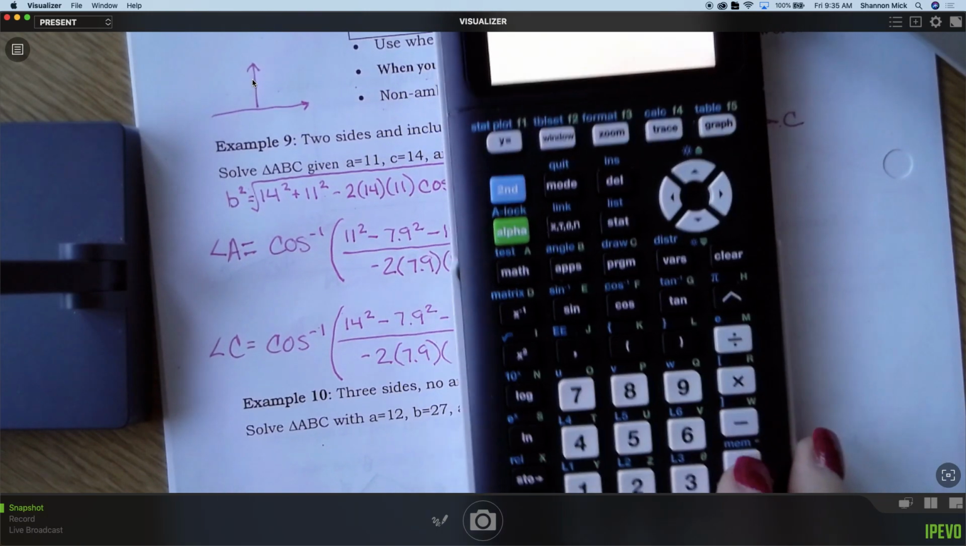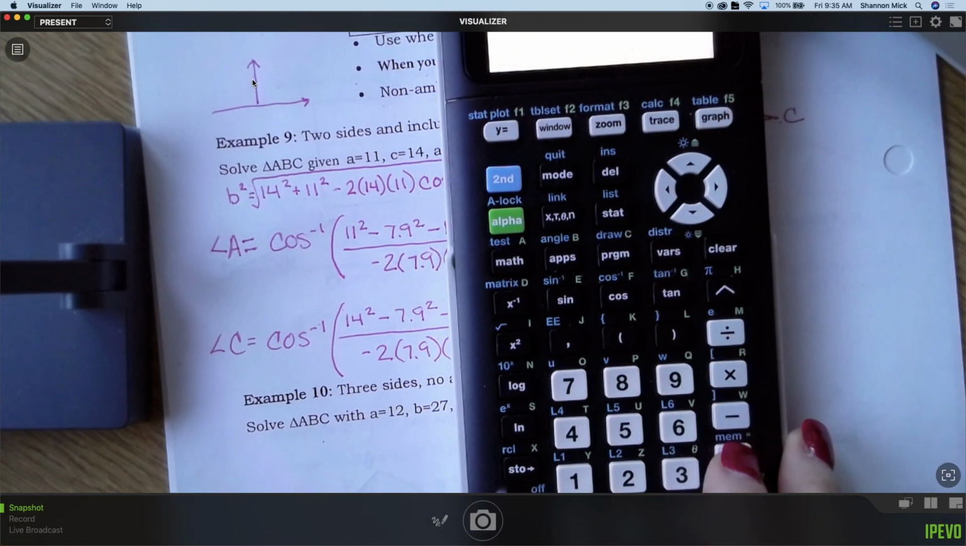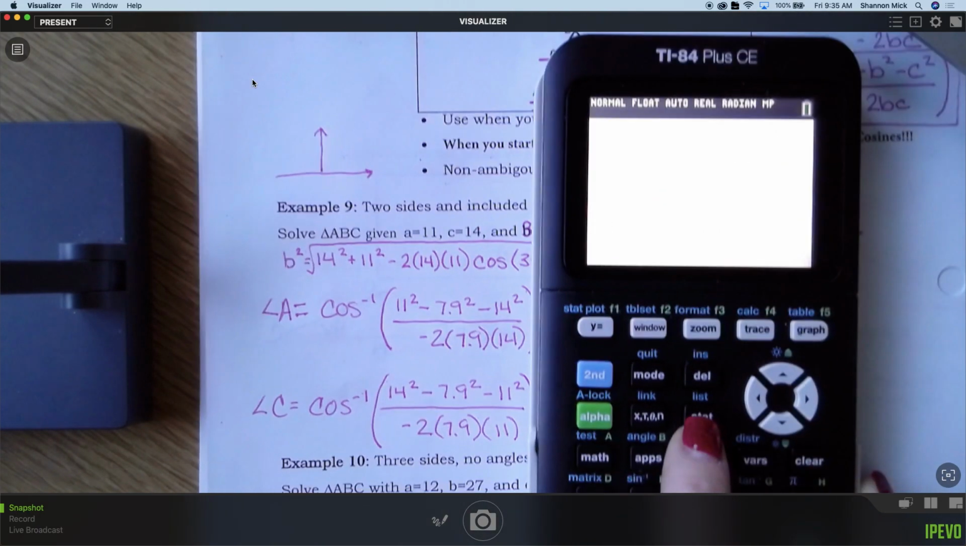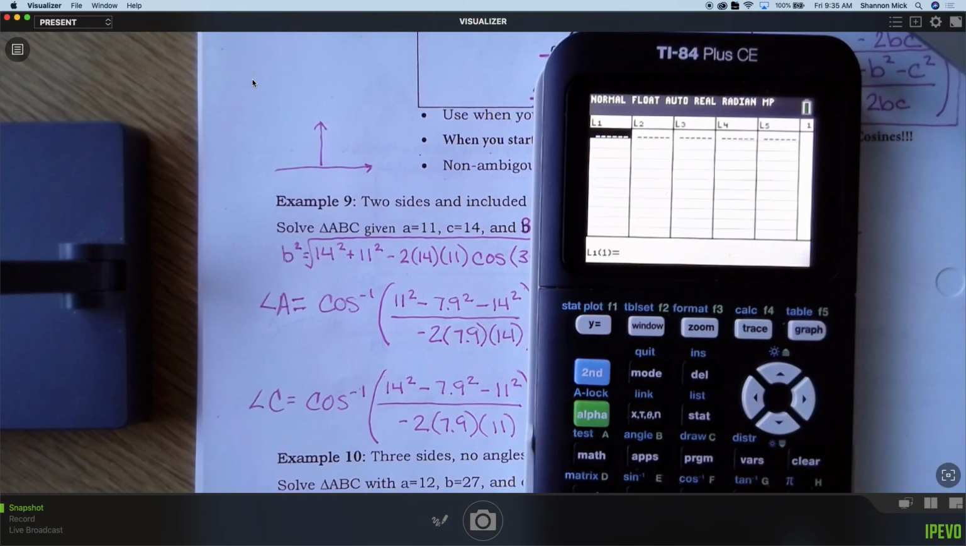Just second memory, second plus. Oh, the stat. Edit, and you can put data in there. So when you guys take statistics, this will be your best friend.